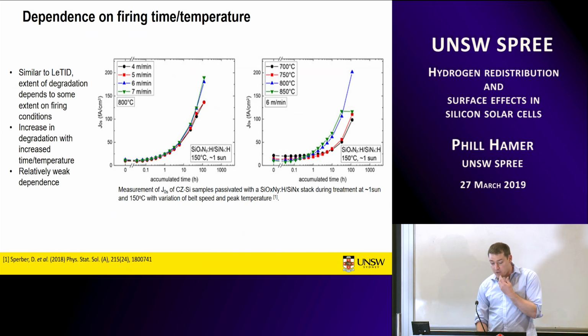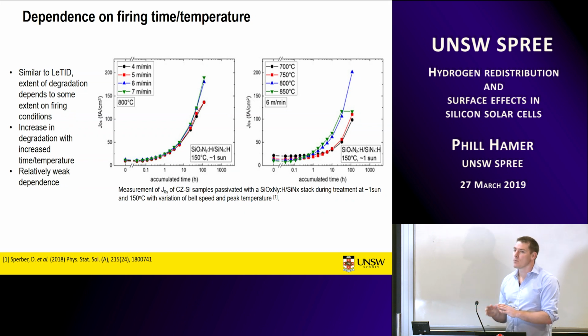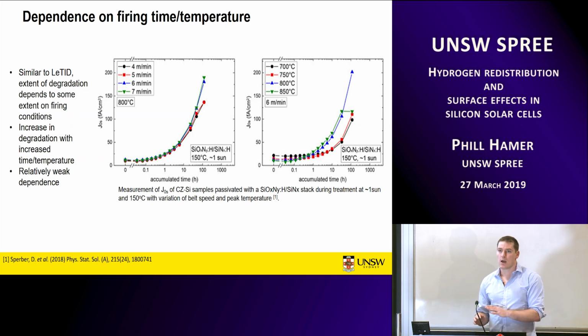There's also been observed dependence in the surface degradation rate by Sperber on the firing time and temperature. So if we take the case of LeTID, which hopefully people are familiar with, a lot of work's been done here. If you introduce more hydrogen, either by using a higher firing temperature or by using more hydrogen dielectric layers, we would expect an increase in the amount of LeTID you see. We see the same thing for the surface degradation, but to a much less pronounced extent.